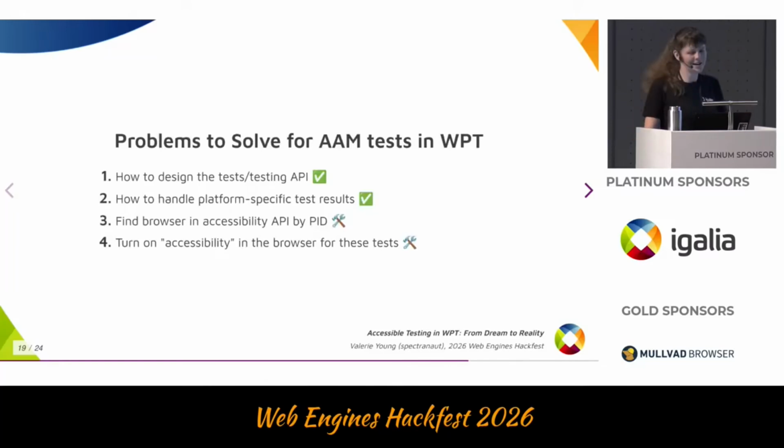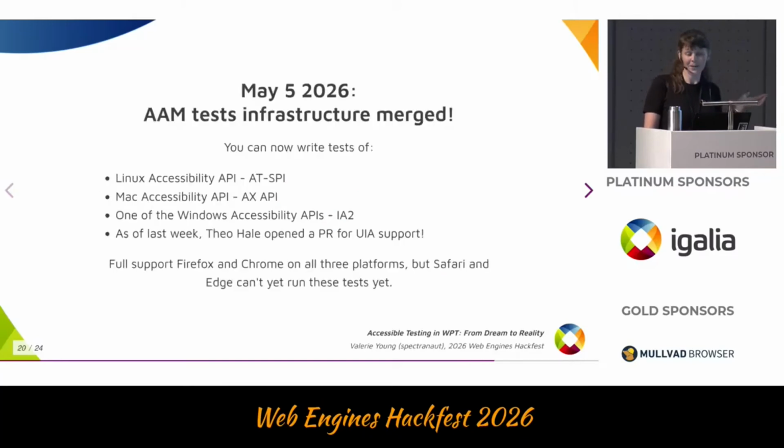Great, so that's the status of the problems, mostly solved. A month ago, the AAM test infrastructure was merged, so you can see these tests in WPT.FYI, which is very exciting. You can write tests of the Linux accessibility API, the Mac API, and one of the Windows accessibility APIs. There are two of them. I didn't mention that. It's a little bit weird, but there are two and they're both relevant. Theo Hale, who's independent, just opened a PR for UIA support, which is in progress.